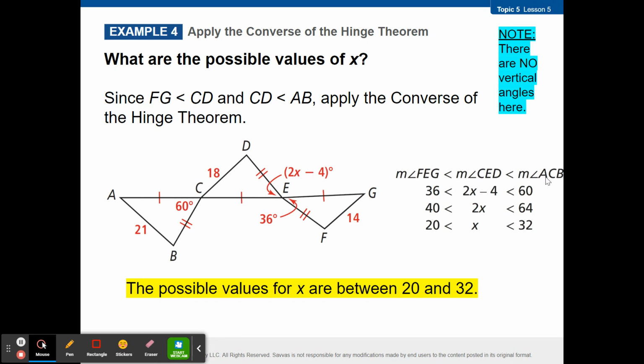So when we set this up to solve, we have 36 is less than 2x minus 4, and it's less than 60. Like I said, after this, you guys know how to do this. This is just straight algebra, right? It's the identification that takes a minute. Don't rush into identifying what's bigger and what's smaller. When you're done, though, in this case, x is going to be between 20 and 32. Questions on that?